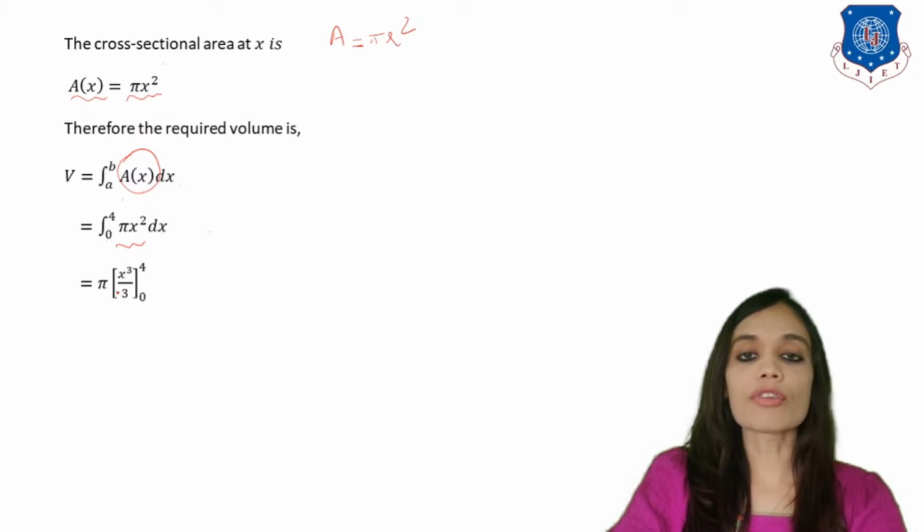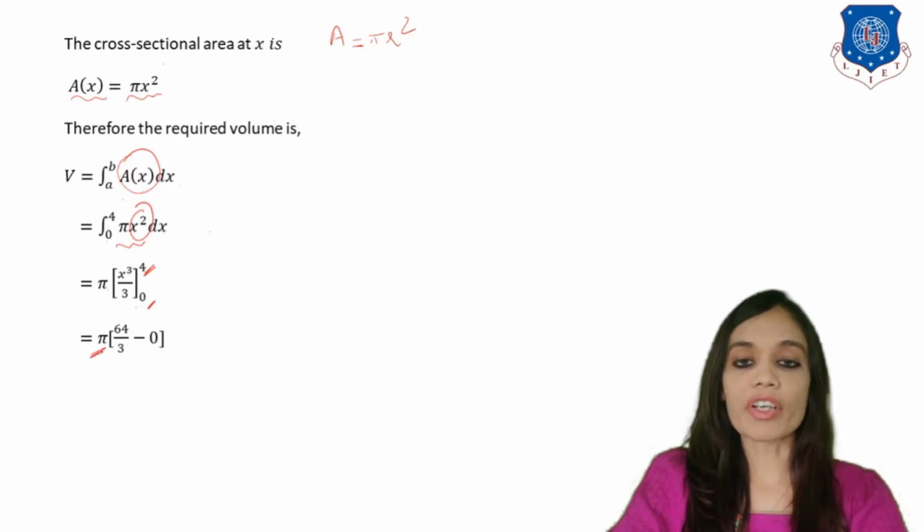First take pi common, and the integration of x square is x cube by 3, with limits 0 to 4. Now put the limits in place of x. Pi will remain as it is. If you place 4, you get 64 by 3, minus put 0, the answer will be 0. Finally, on simplification, the volume V equals 64 pi by 3 centimeter cube.